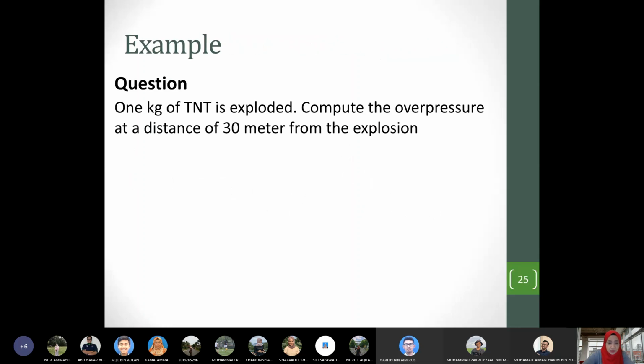Let's do an example. Let's say that we have 1 kilogram of TNT. TNT is like a powder, a yellow powder. So you detonate that TNT. Okay, so 1 kilogram of TNT is exploded. Now you have to compute what is the overpressure from that 1 kilogram of TNT at a distance of 30 meters from the explosion. So you put that 1 kilogram of TNT 30 meters from you, and then you detonate. What is the overpressure that you will feel standing 30 meters from that 1 kilogram of TNT?